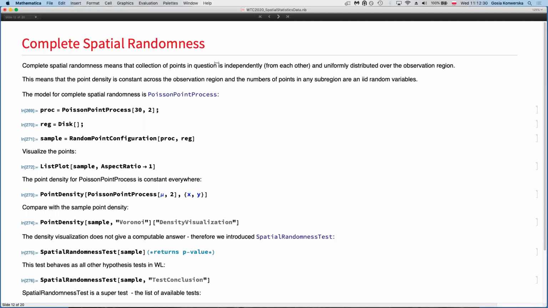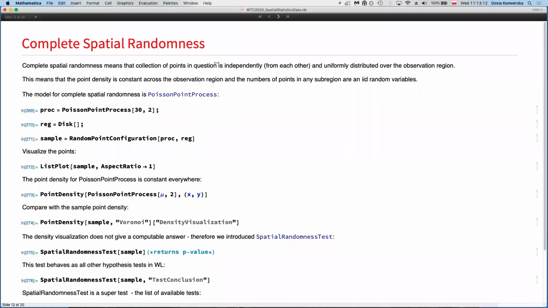Okay, the next question that we ask in studying point data is whether the points in the collection are uniformly distributed and independent from each other. So whether they have interactions like repelling each other or attracting each other. So if the points are independently and uniformly distributed, then we call it exhibiting complete spatial randomness. And it also means that the point density is constant across the observation region, and the numbers of points in any subregion are independent and identically distributed random variables.